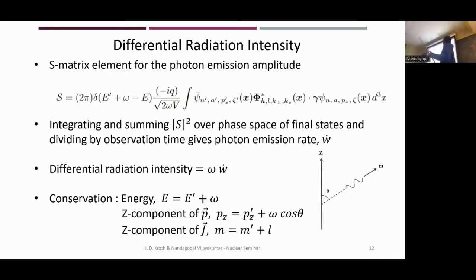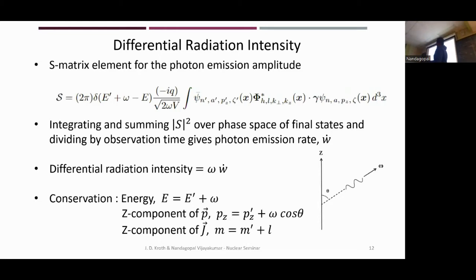So once we have all the wave functions, the next step is to calculate the S matrix. And so we have the wave function of the initial fermion, without the primes, the wave function of the final fermion with the primes, and the wave function of the photon. And with that, we calculate the S matrix element, which gives us the amplitude of photon emission from one specific Landau level to another.